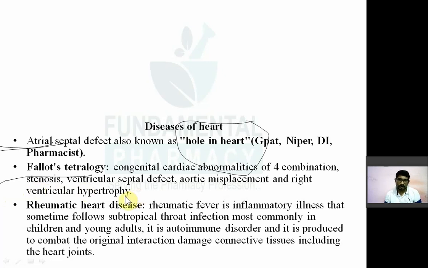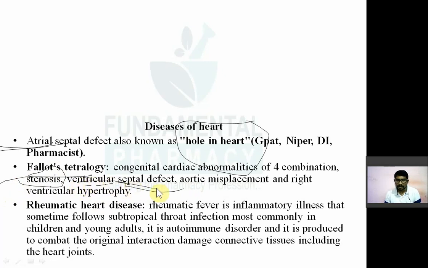मतलब यहाँ क्या होता है? स्टेनोसिस मतलब ब्लॉकेज. वेंट्रिकुलर सेप्टल डिफेक्ट मतलब क्या? दो वेंट्रिकल हैं, राइट वेंट्रिकल एंड लेफ्ट वेंट्रिकल, उसके बीच में एक पार्टीशन होता है, उसको बोलते हैं सेप्टम. Okay, partition between left ventricle and right ventricle is known as a septum, and if there is a defect in this septum, that is known as ventricular septal defect.